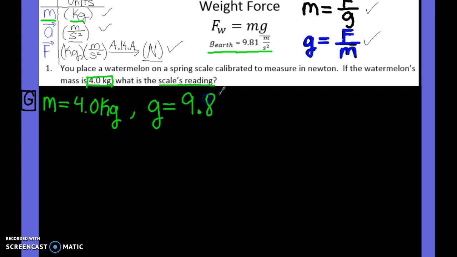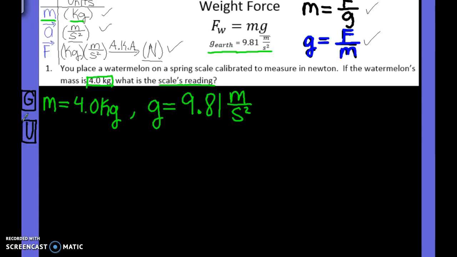Now remember, that's just the average acceleration due to Earth's gravity. This 9.81 varies depending on how close you are to the center of the Earth. If you're closer, it's a stronger pull, and if you're further, it's not as strong. So this is just the average. The reason why I mention this will become clear on problem 2, which will ask you for G at a specific location.